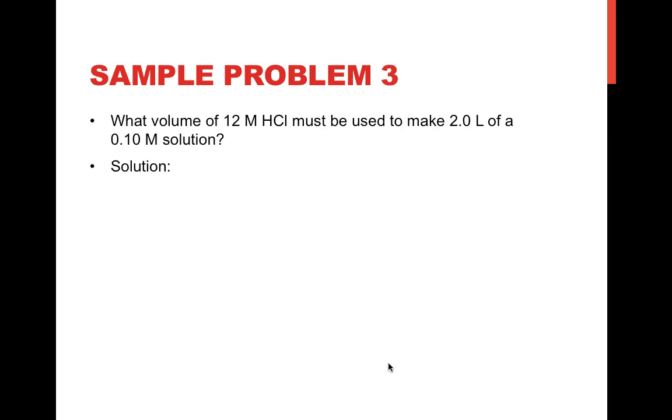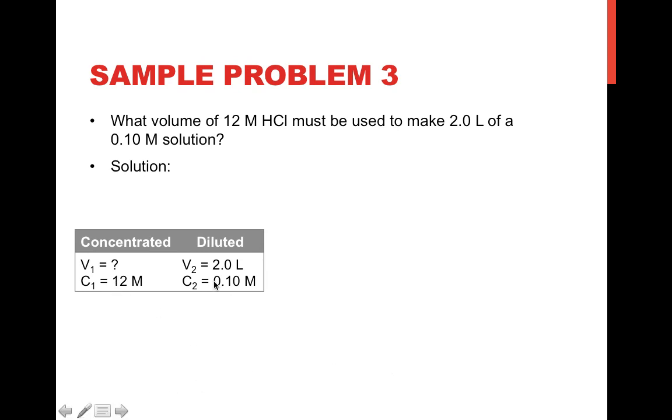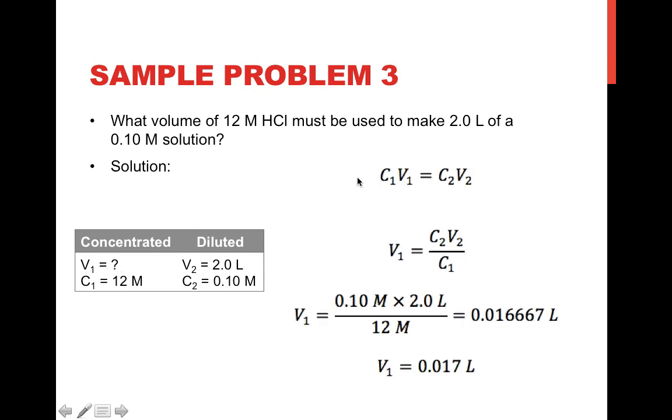Last problem. What volume of 12 molar HCl must be used to make 2 liters of a 0.1 molar solution? So we're setting up our table. We have V2 is 2 liters, C2 is 0.1 molar. Our initial concentration is 12 molar, so C1 is 12 M, and we're trying to solve for V1. So we have C1 V1 is equal to C2 V2, rearrange for V1, and then from there we're plugging in our values. And we get 0.016666667 liters, and we'll round that to 0.017 liters.